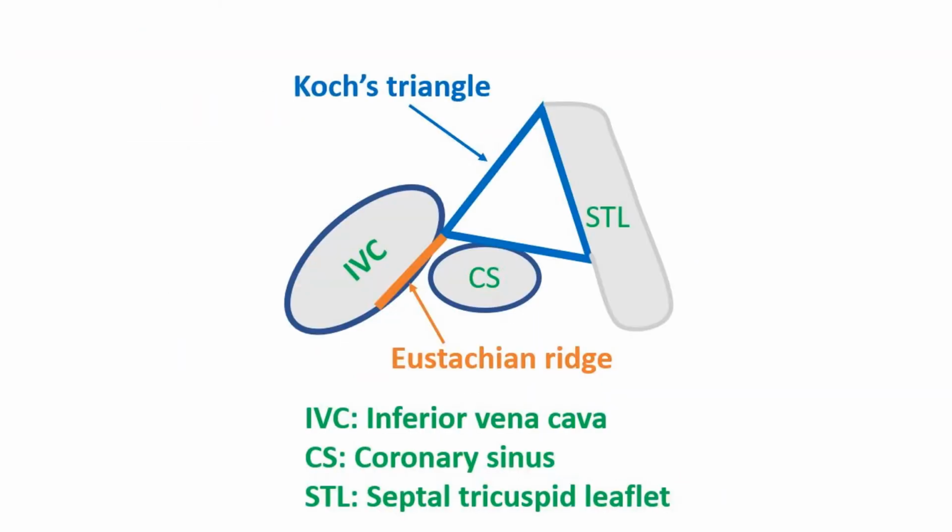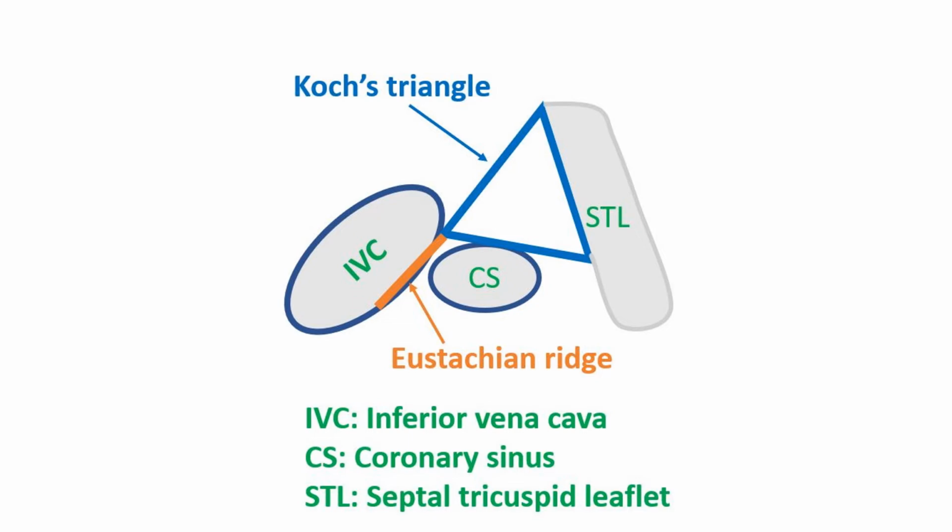Tendon of Todaro is a collagenous subendocardial band in the right atrium. It constitutes a part of the fibrous skeleton of the heart. Tendon of Todaro runs from the central fibrous body to the Eustachian ridge. Macroscopically, tendon of Todaro is visible only in fetal and infant heart as a white structure. It involutes later and is visible only microscopically in the adult heart.